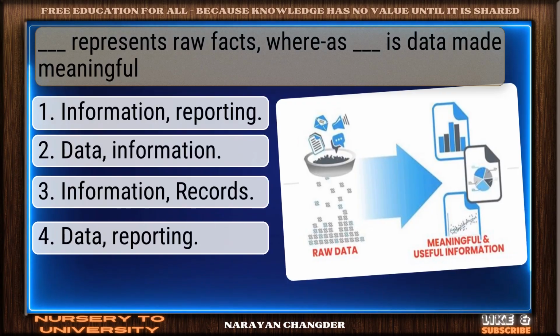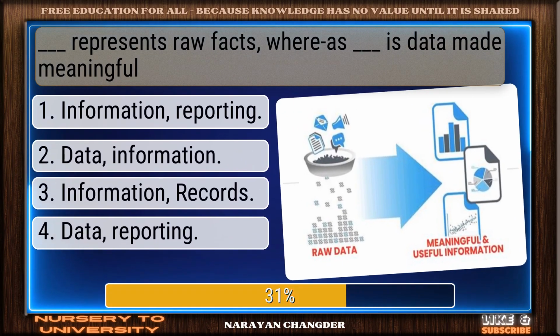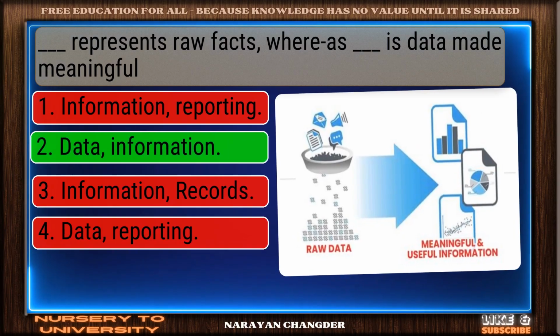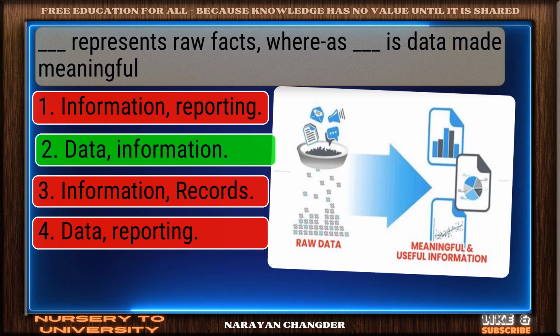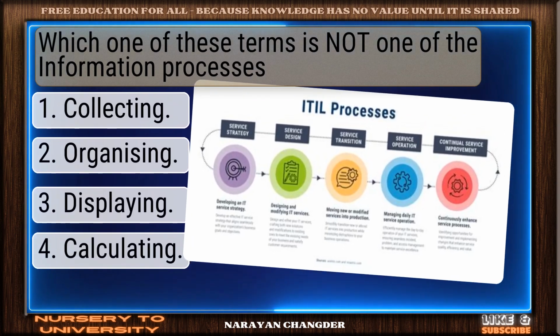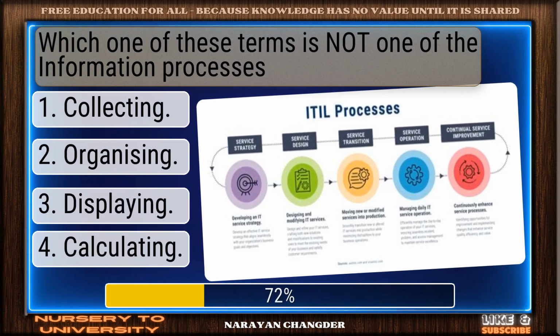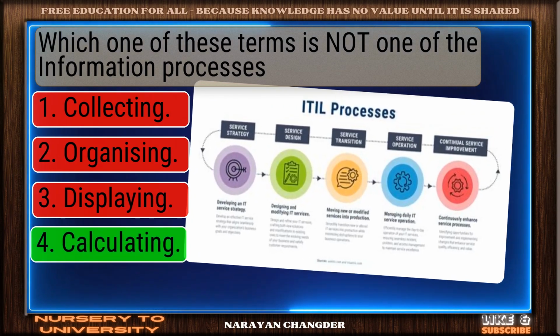Dash represents raw facts, whereas dash is data made meaningful. Nice selection. Data, information is correct. Which one of these terms is not one of the information processes? Bravo. Calculating is the answer.